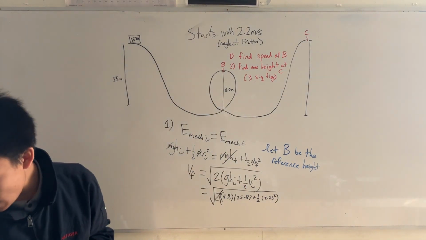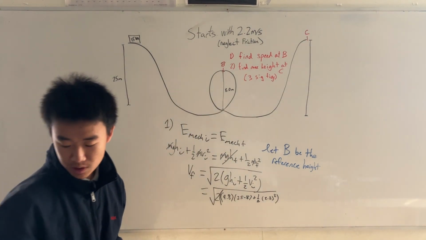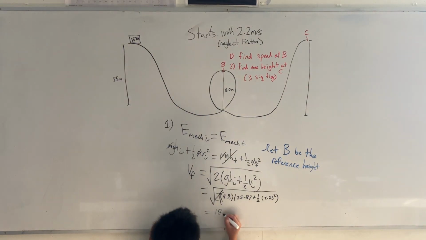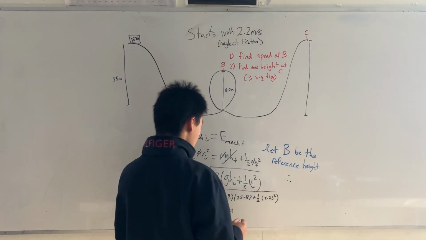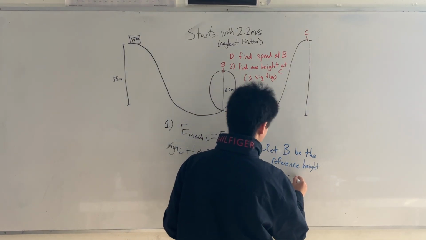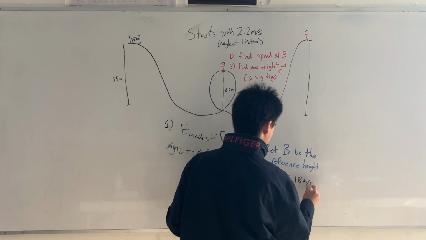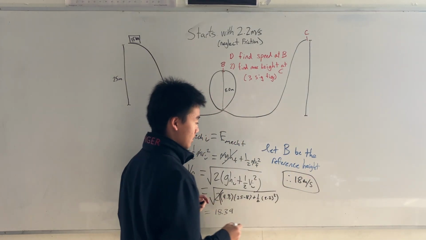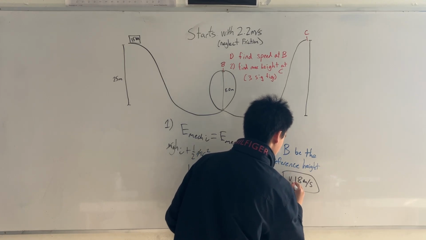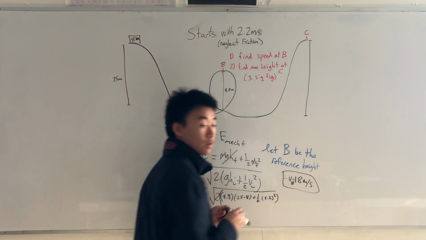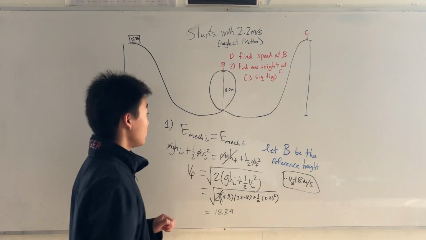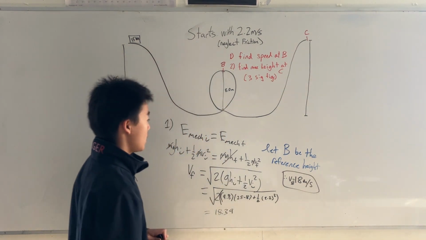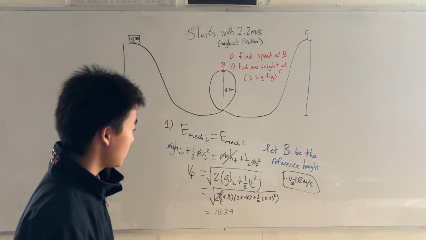Now, when we plug this in our calculator, we're going to get a speed of 18.39. And so our final answer for part 1, rounded to 2 sig figs, is 18 meters per second. I could say v final, the speed at B, is equal to 18 meters per second. And now we're moving on to part 2. For part 2, we need more space, so I'm going to erase this.